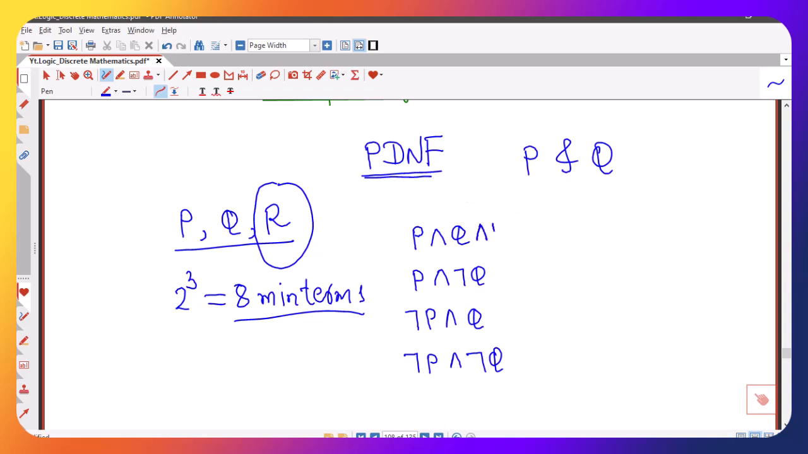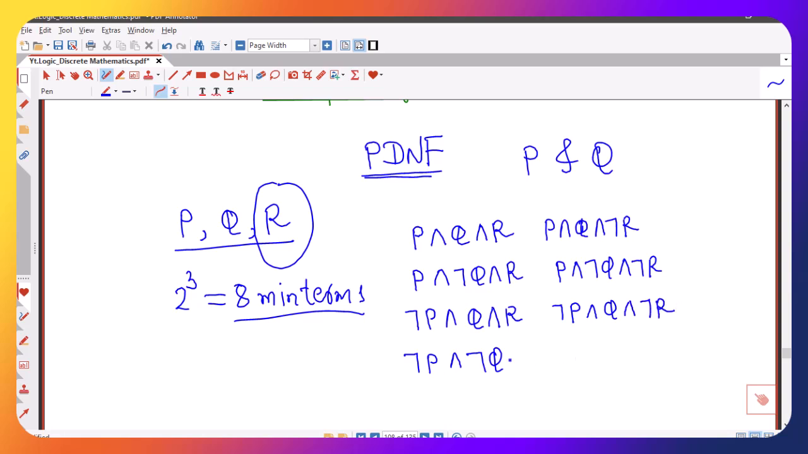We can write AND R with P and Q, and negation R with P and Q, that is P and Q and R, and P and Q and negation R. Similarly here I write P and negation Q and R, and P and negation Q and negation R. Similarly negation P and Q and R, and negation P and Q and negation R. Here also negation P and negation Q and R, and negation P and negation Q and negation R.